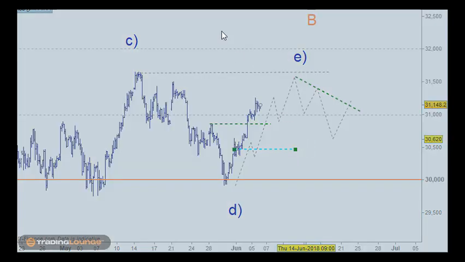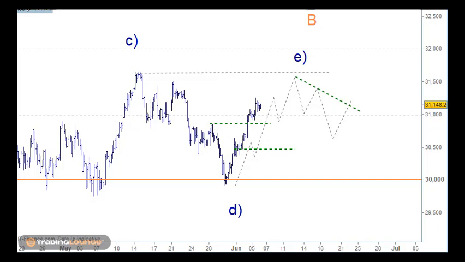So yeah, that's it. We don't have the Australian market figured out yet, but we just need to work with strategy and chip away at it until we know for sure what pattern we're actually in.